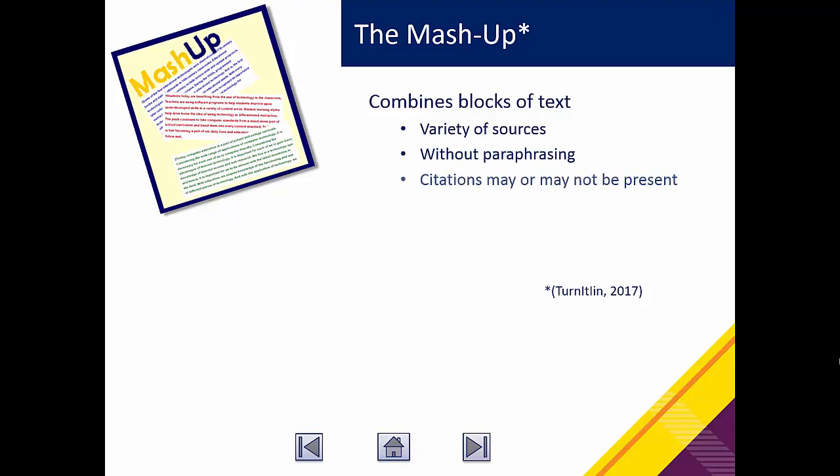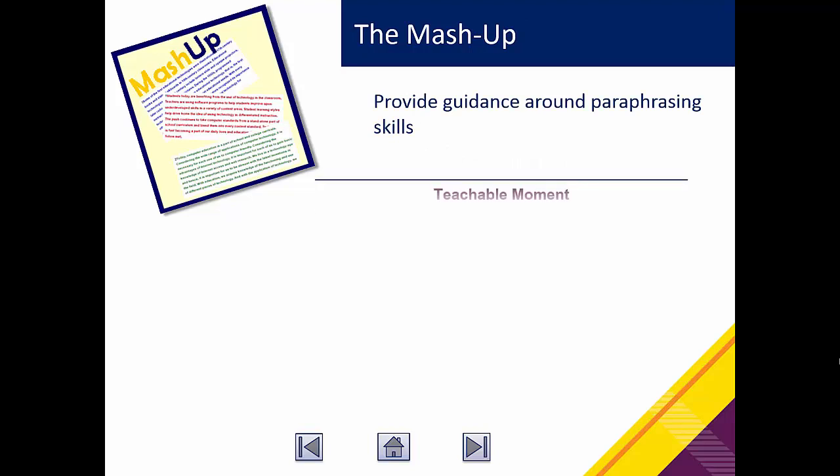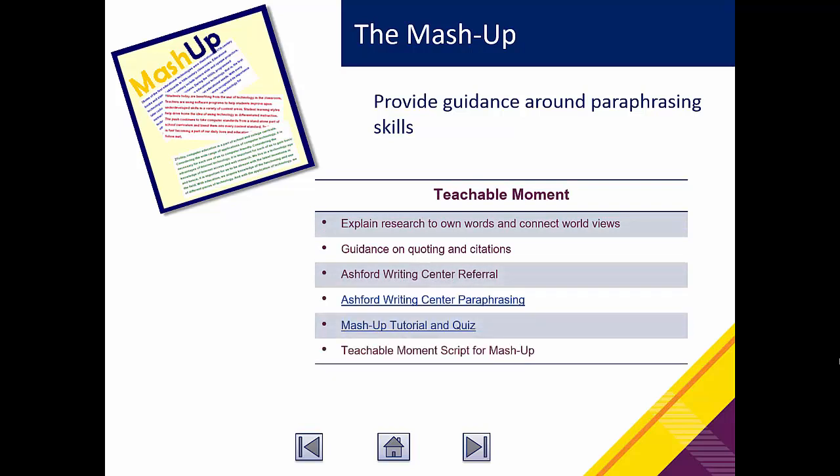Citations may or may not be present. Mashup papers typically lack evidence of original thinking. The mashup can be a perfect opportunity for instructors to guide students in paraphrasing skills. Students can be asked to explain in their own words what the research is saying and how it is connected to their world views. Remember to also provide guidance on quoting and citations if they're missing.